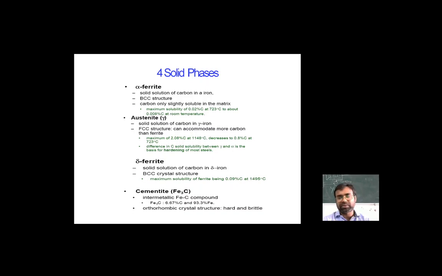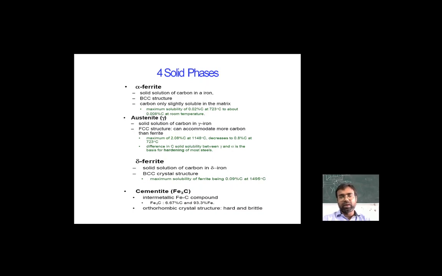the BCC to the FCC at approximately 1148 degrees centigrade. So it transformed from the BCC structure to the FCC structure, with the solubility of carbon increasing up to a maximum of 2%, and decreasing to 0.8%, which is basically related to the medium and the high carbon steel, or you can say the high carbon steel, because it is containing the maximum amount of carbon, and that leads to the hardness of the material.